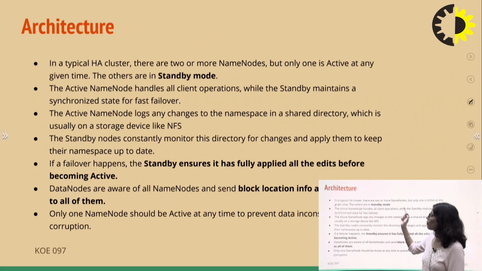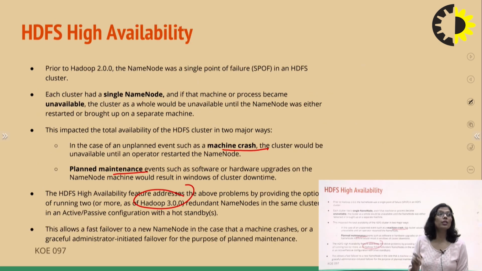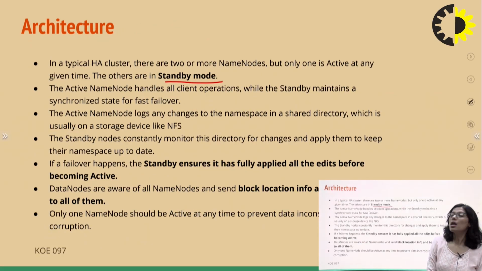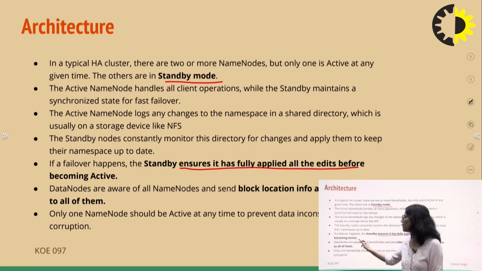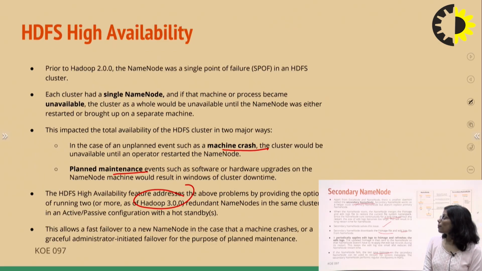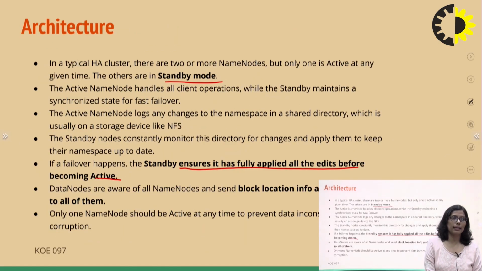Now another node that we have introduced, which ensures high availability along with the secondary name node, is your standby node. When failover happens, the standby ensures that it has fully applied all the edits before becoming active. So the standby node takes all the information from the primary name node and keeps on updating itself. Now whenever there is a failure, we get the data from the standby node. Data nodes are aware of all name nodes and send the block locations and heartbeat to all of them.